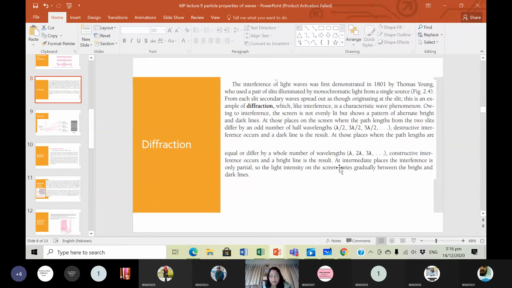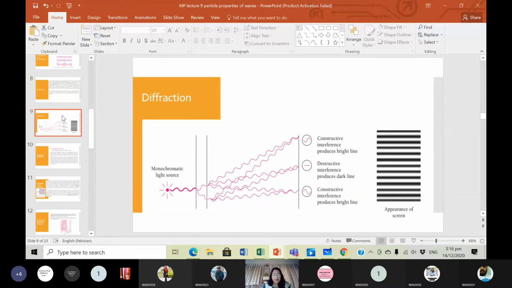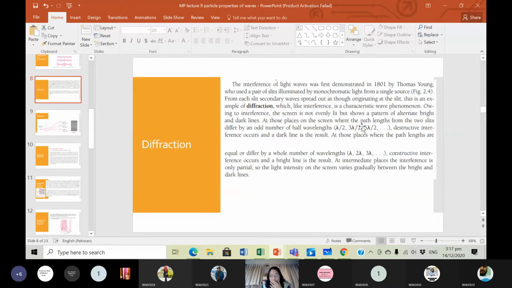That is the condition for what? D sine theta equals m lambda is our condition for constructive interference, I believe. Where if the path difference differs by an integer number of wavelengths, that will be constructive interference, and if the path difference varies by an odd number of half wavelengths, ठीक है? That is where destructive interference occurs.